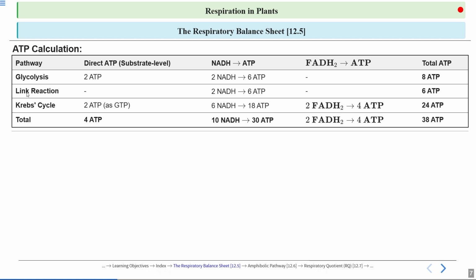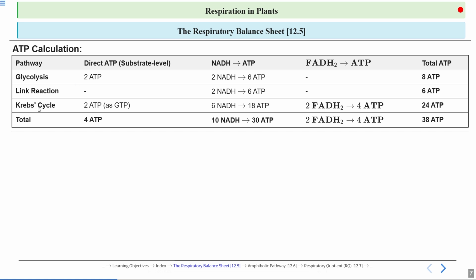If we talk about the link reaction, that is oxidative decarboxylation, there is no direct ATP from the process. From 2 NADH, we get 6 ATP here, and therefore the total ATP is 6 ATP. But from FADH2, there is no ATP production, that is, there is no contribution from FADH2 in ATP production. So we saw glycolysis and the link reaction.